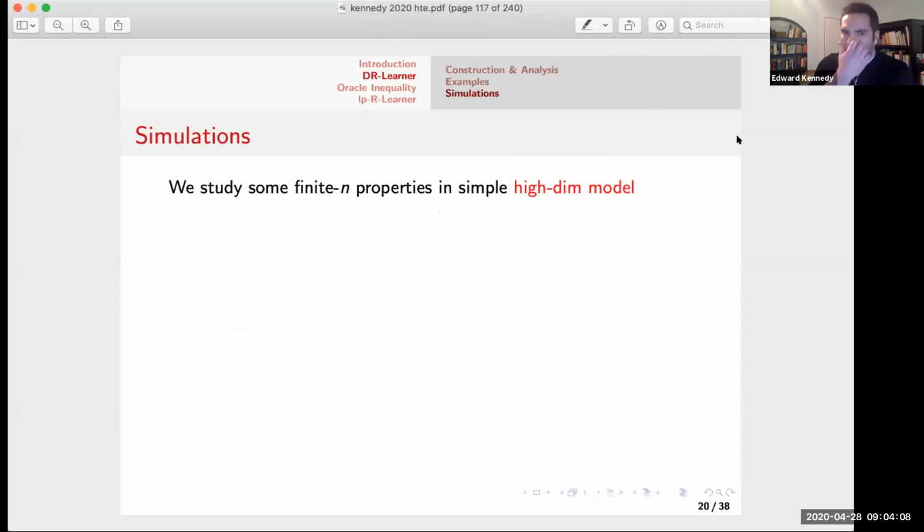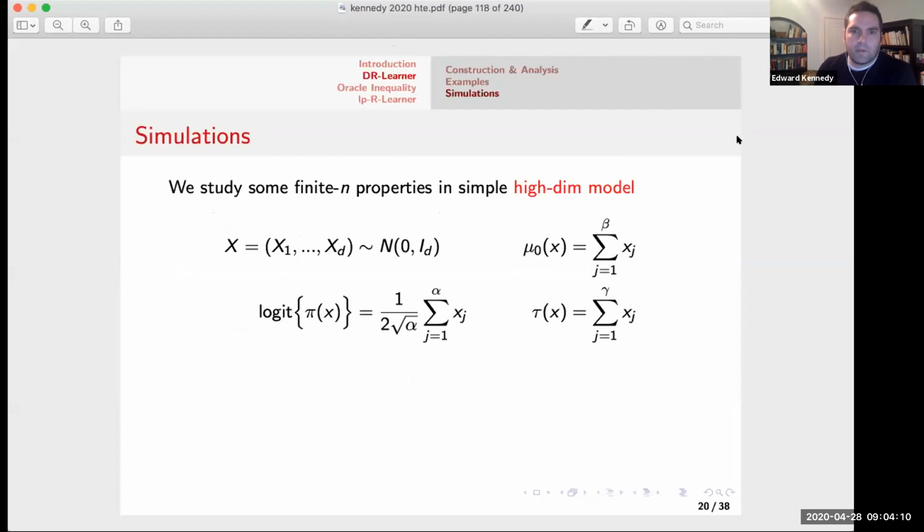So yeah, we're going to think about just some finite sample properties in this high dimensional setup. So here's a case where we have high dimensional linear models, D covariates X. Everything's linear with some sparsity, beta in the regression function, gamma in the CATE, and then the propensity score follows a logistic model here with alpha sparsity.